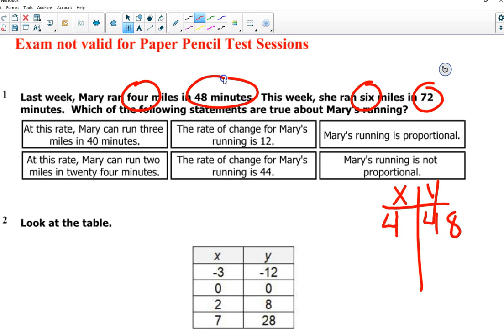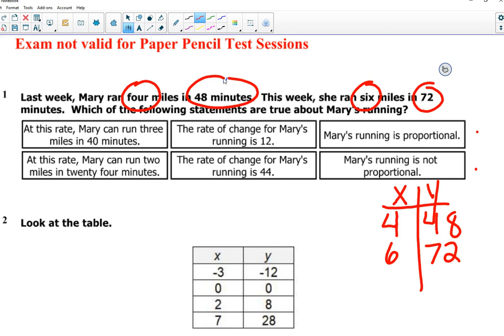You should be writing this on your paper so that you see a way of doing it. You could make a table. And she also ran 6 miles in 72 minutes. So now I'm going to look at the choices. The choices are about proportionality and about rates and rate of change. So the first thing I'm going to look at is, is it proportional or not?